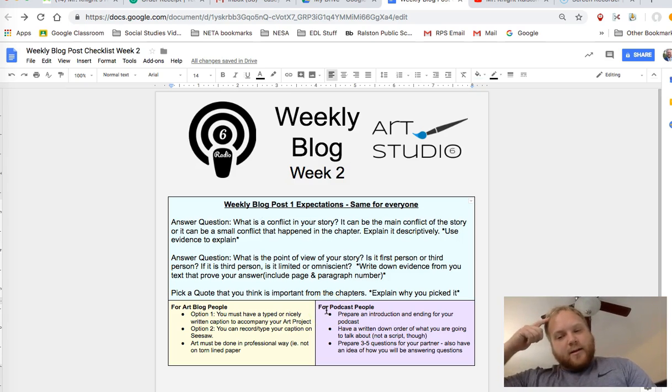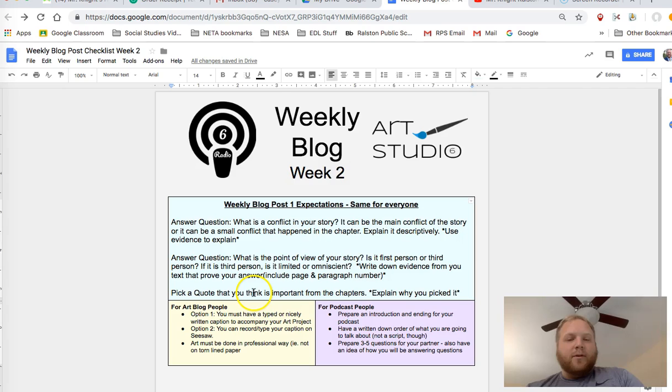So we did some practice the last couple of weeks when we were doing point of view. So pick a couple sentences, a paragraph, that show that it's first or third person. And then the last part I want you to do again is pick a quote, and then explain why you picked it. Some students just put the quote last week. You need to explain why it's important.